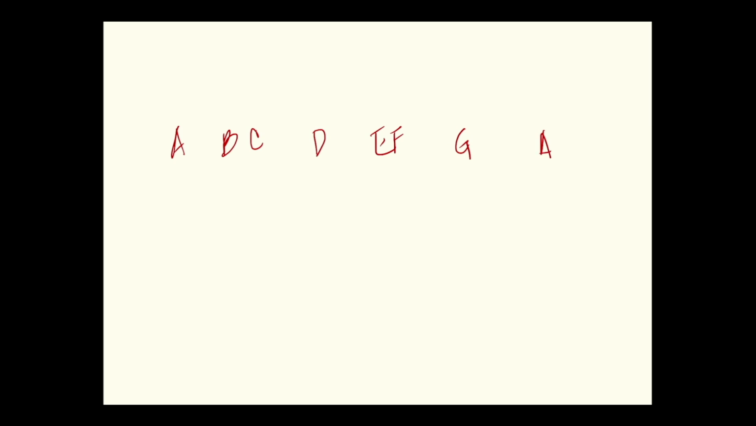Now you might notice something about the way I wrote this. You notice B and C are right next to each other, and so are E and F, but there's a space between everything else. There's a reason for that. Let's take a look. Let's put a box between each one of these.